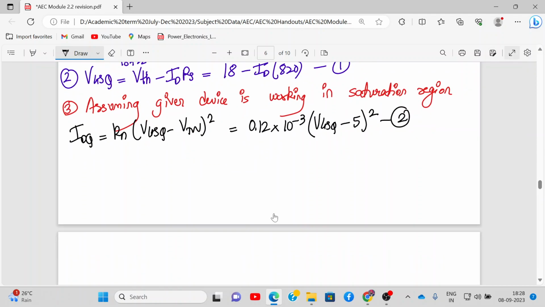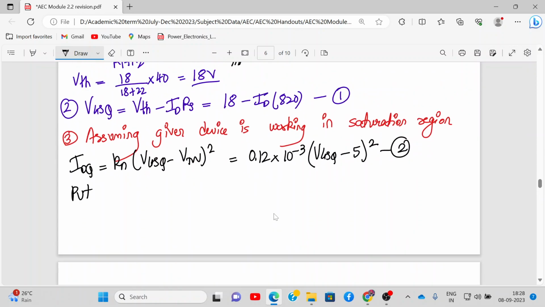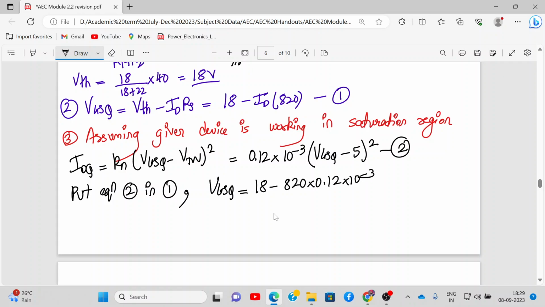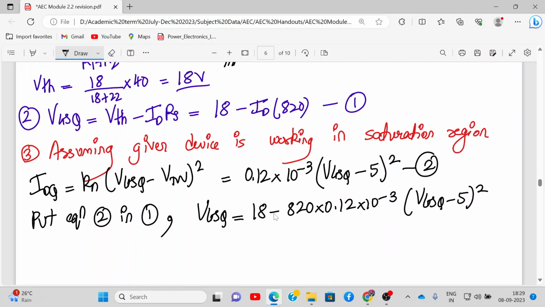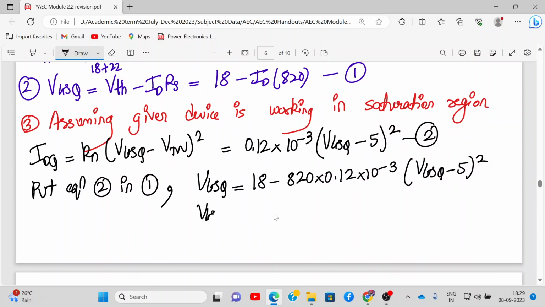Now there are formal steps. Put equation 2 in equation number 1. We get VGSQ is equal to 18 minus 820 into 0.12, we are writing the expression for IDQ, into 10 raised to minus 3 times VGSQ minus 5 the whole square. Got it? Now we simplify it further.